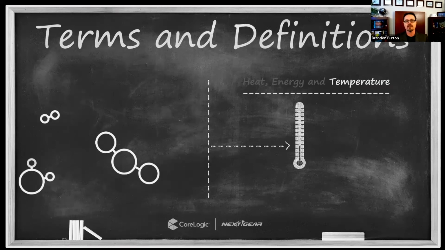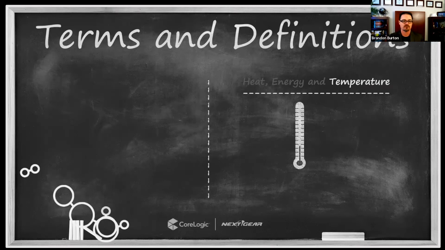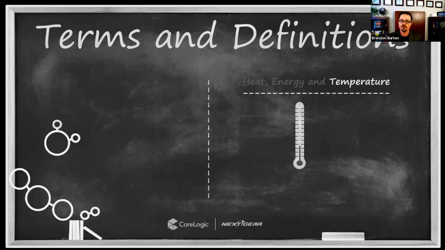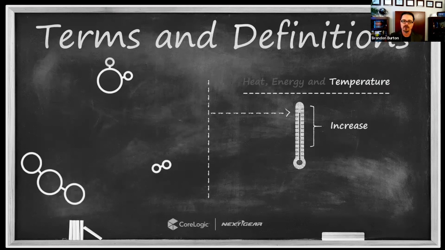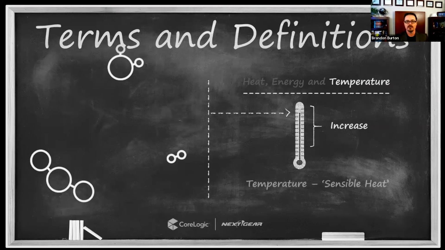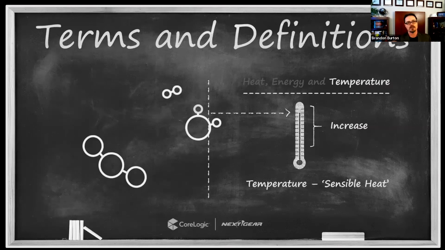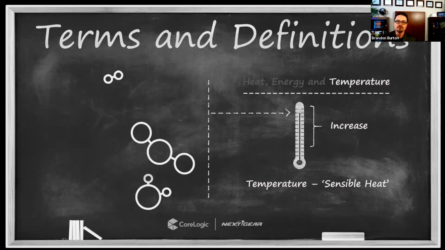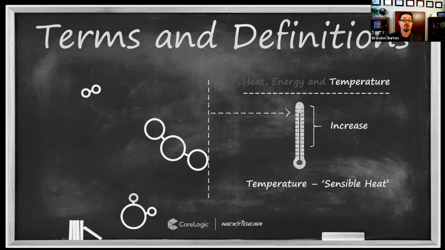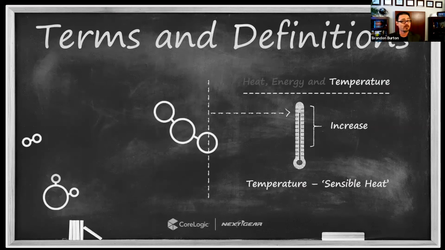If I increase the energy associated with these molecules and start moving them around a little bit faster, they impart more energy. When they impart more energy, that means we have an increase in temperature. Temperature is literally the sensible amount of heat, the intensity of that heat that we can measure and feel. And the more violently these molecules are moving, the more of them there are, and the more mass they have, the higher the temperature. So that's what temperature is.